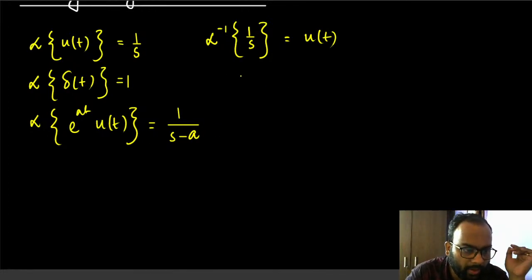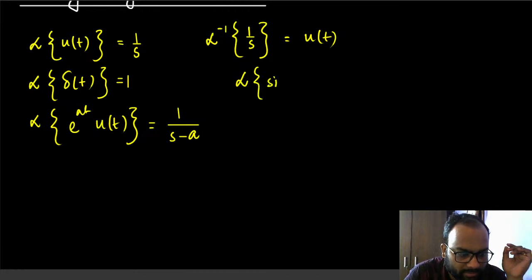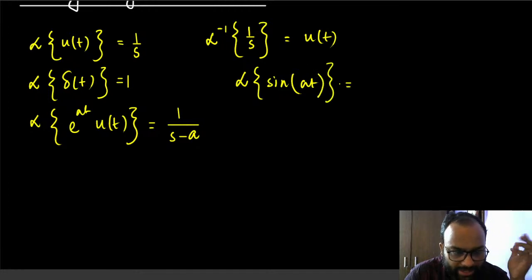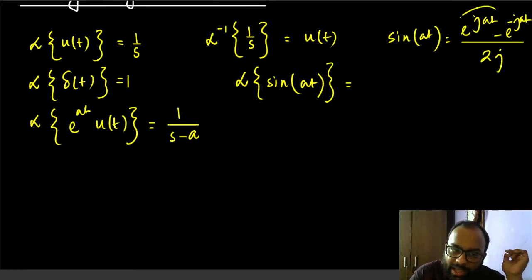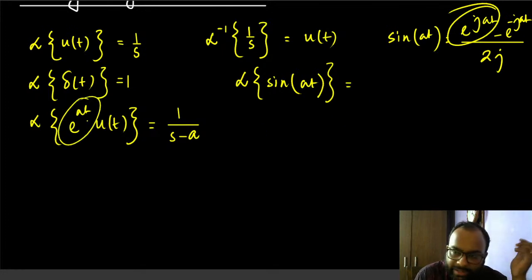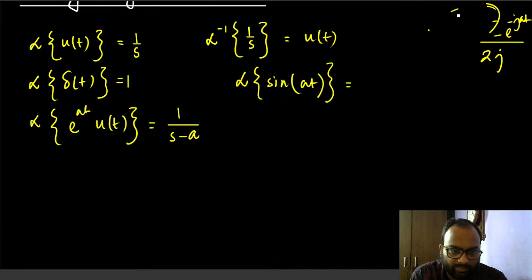We know the Laplace transform of sine at, and you can calculate this pretty easily because sine at is e to the power jat minus e to the power minus jat by 2j, and e to the power jat is just like e to the power at. Instead of a you have ja, so e to the power jat would have a Laplace transform of 1 by s minus ja. That way you can calculate this pretty quickly. You know what, let's calculate this.